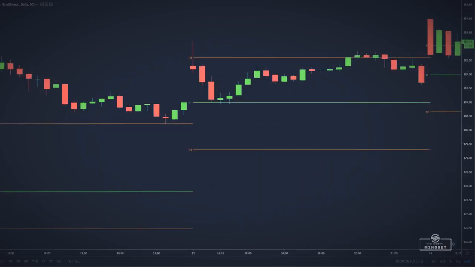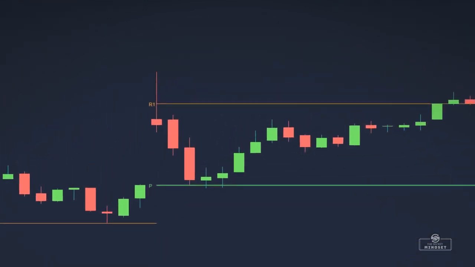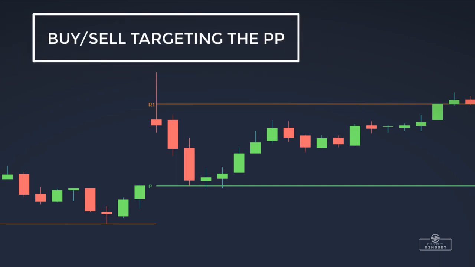Now that we have briefly explained the gaps and the pivot points, let's dive right into the strategy. So we know that the price is likely to reach the main pivot point, and we also have a gap that has a high probability of being filled. How do we trade? We buy or short the market with the aim of reaching the main pivot point.